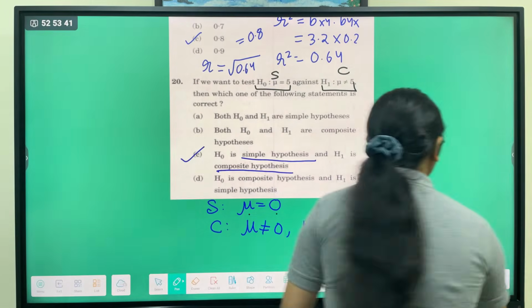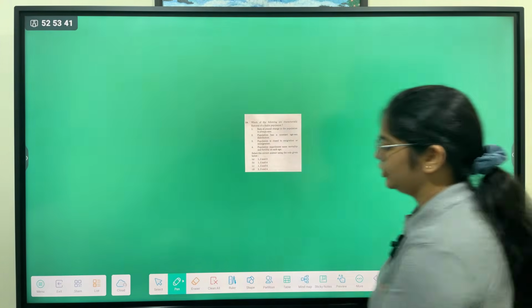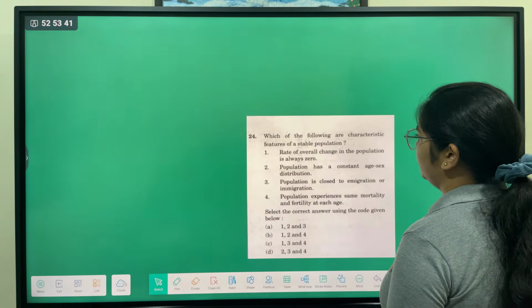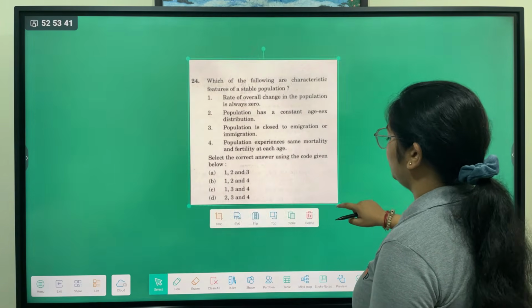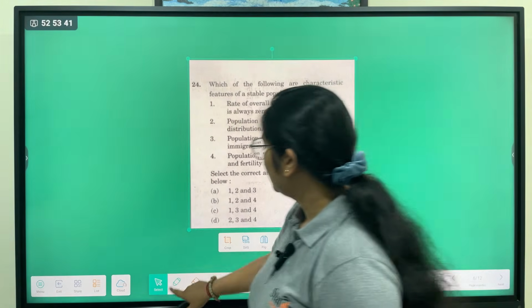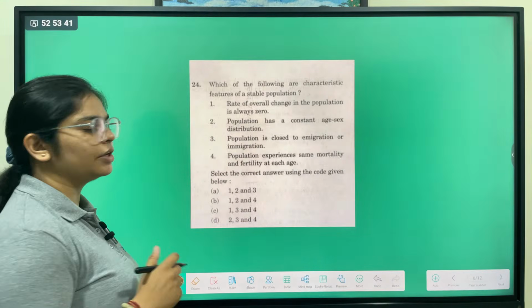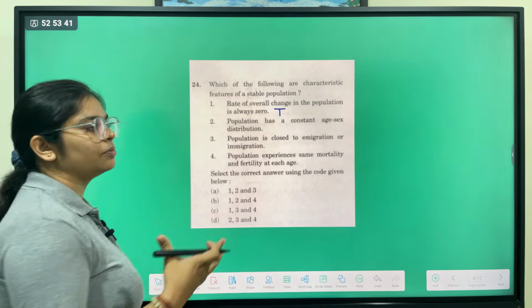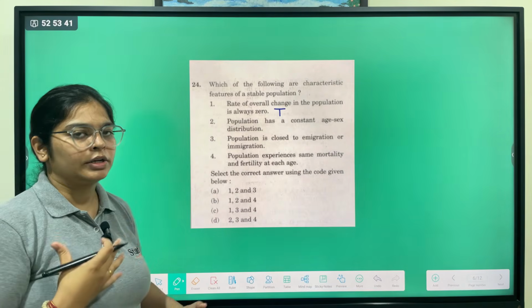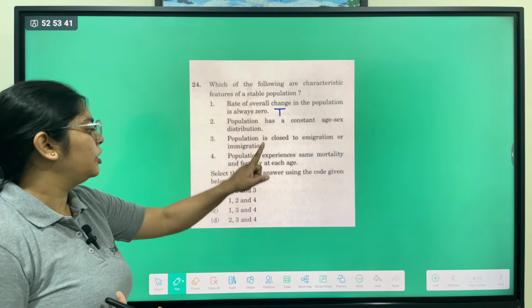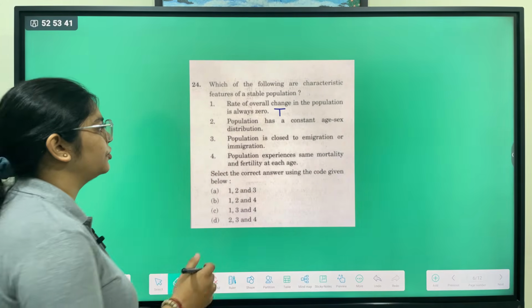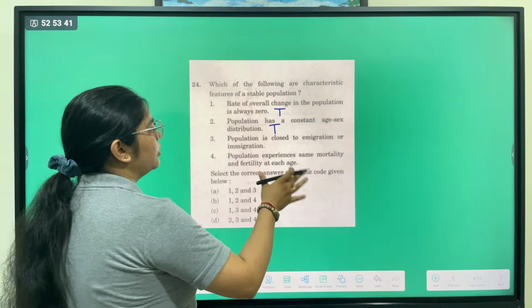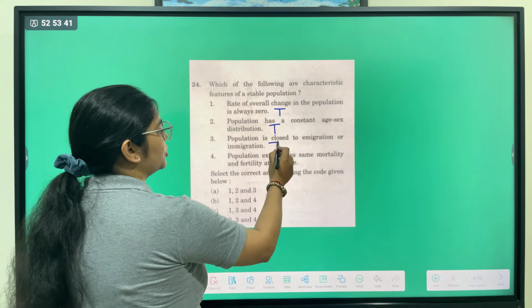Okay. Now moving towards our last question of the day, which is related to the features of a stable population. When we consider this, the rate of overall change in population is always zero. Yes, this is a true statement, because the increase and the decrease will make it equal to zero. Population has a constant age-sex distribution. Yes, this is also true. Population is closed to immigration and emigration, true.